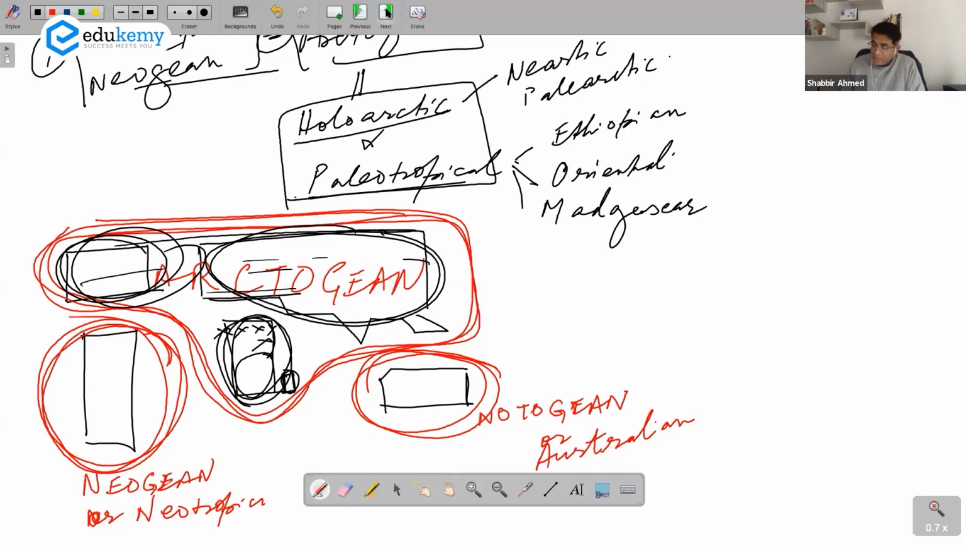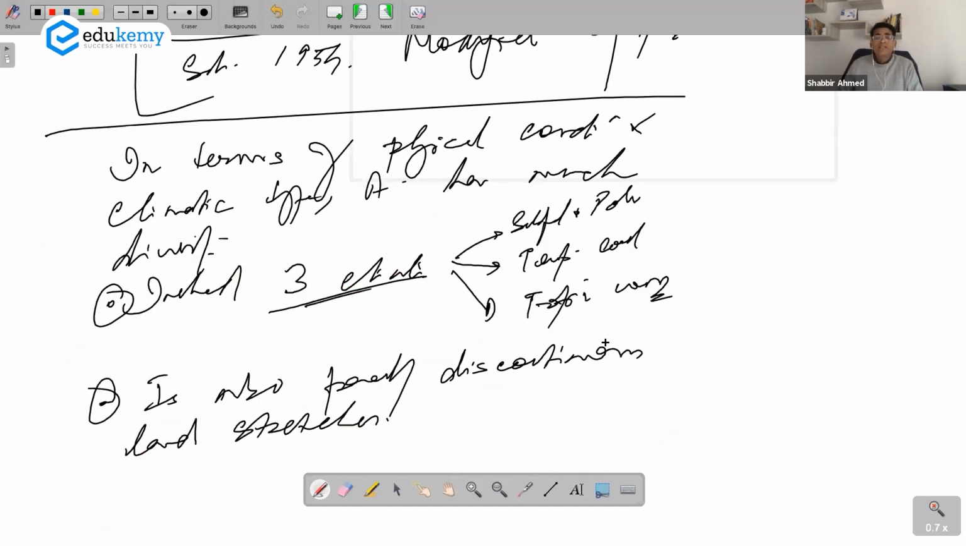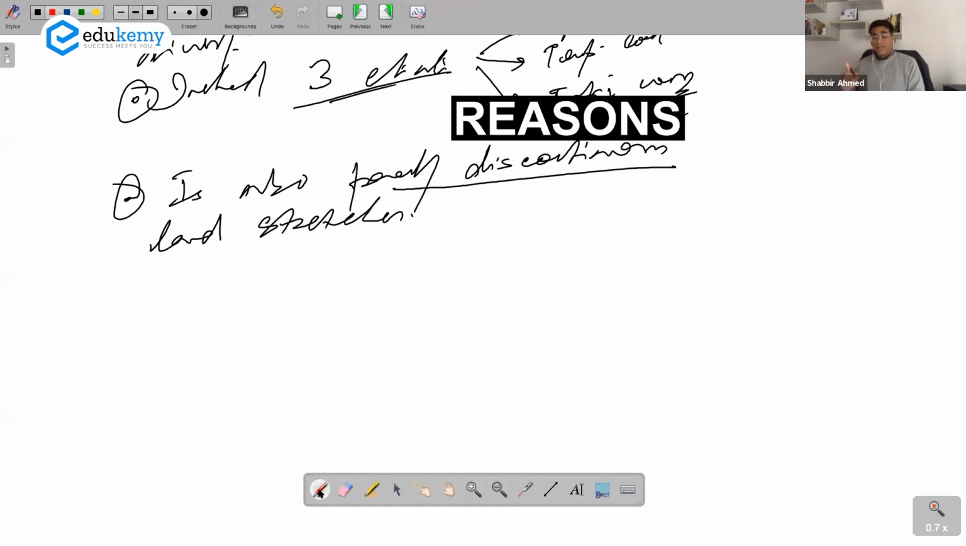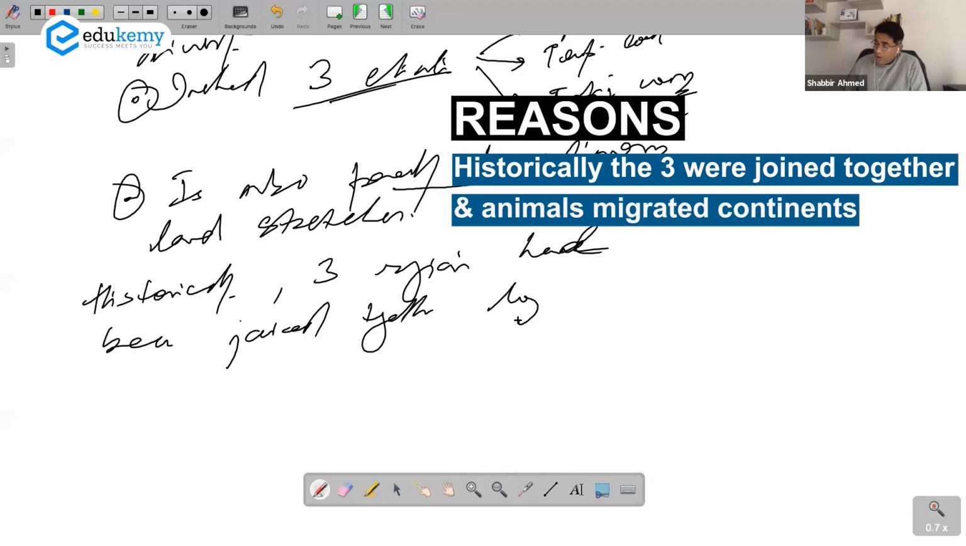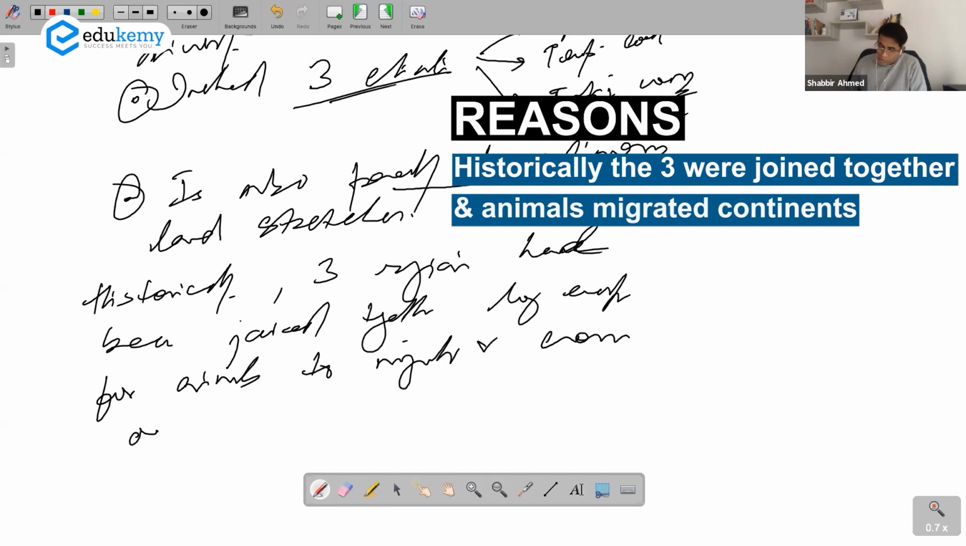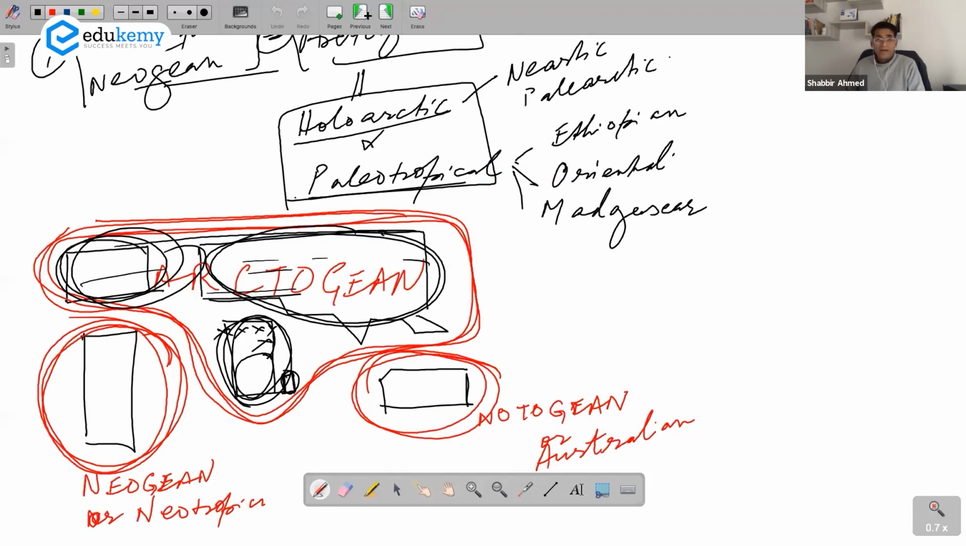So what's the reason? Why did he put three different types of regions in terms of climate together? And very interestingly, they are also presently discontinuous. They are not even contiguous regions. What is the reason for this? The main reason is, but remember, he's talking about animals. The main reason is, historically, these three regions had been joined together long enough for the animals to migrate and cross over into the other continents. Although today they look so far apart, separated by oceans, they have been joined together, either by land or by some kind of climatic conditions and seas.